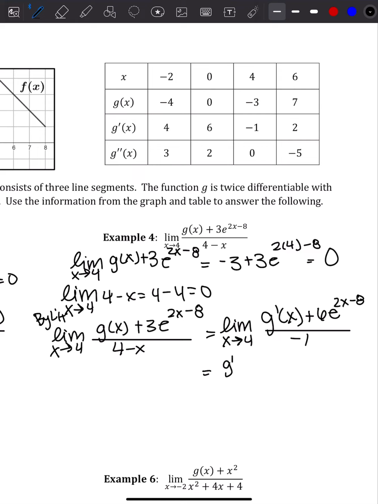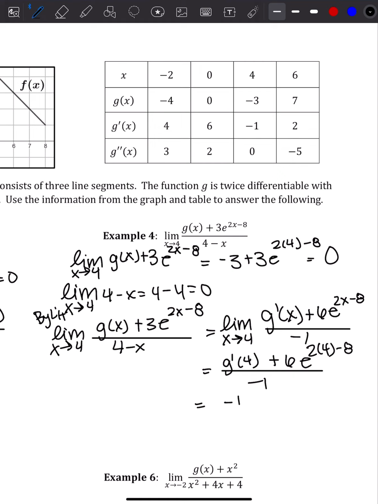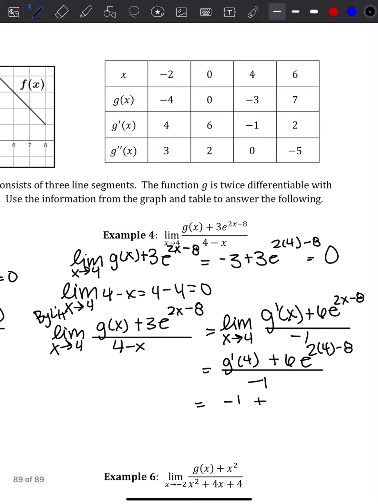So we have g prime of 4 plus 6e to the 2 times 4 minus 8 divided by negative 1. G prime of 4 is negative 1. E to the 2 times 4 minus 8 is e to the 0 power, so we're looking at 6 divided by negative 1. So 5 over negative 1, or negative 5.